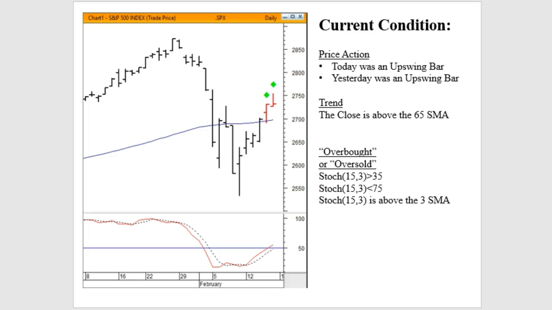And then in terms of the stochastics, we are at 55, which is between 35 and 75, and we are above %D, that 3-day simple moving average of the stochastic. So this makes for a market condition that has occurred roughly about 167 times since Jan of 2000. So that's the population of occurrences that we're using here today, which is pretty darn good. With that said, let's go to the first report.